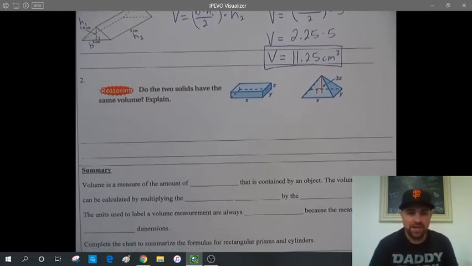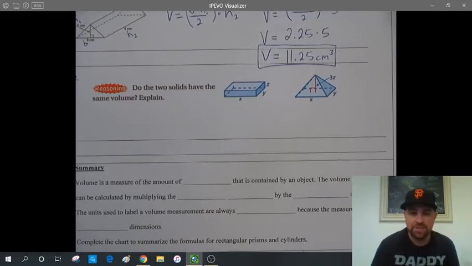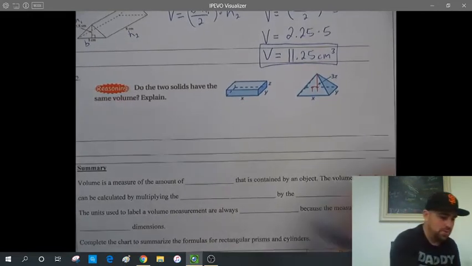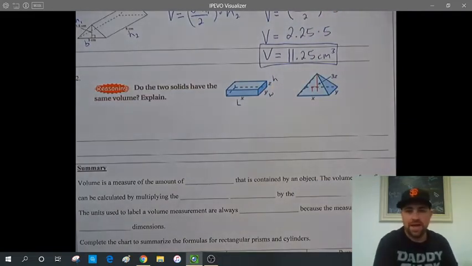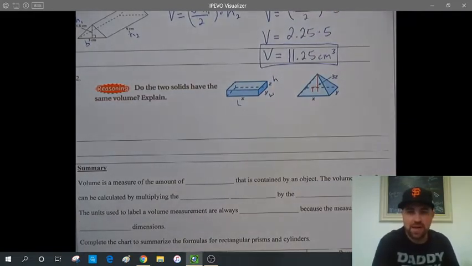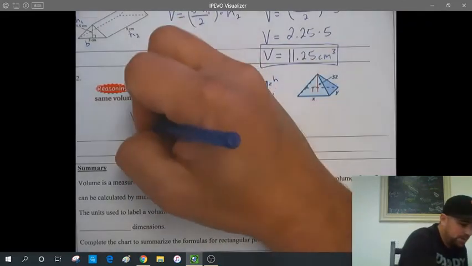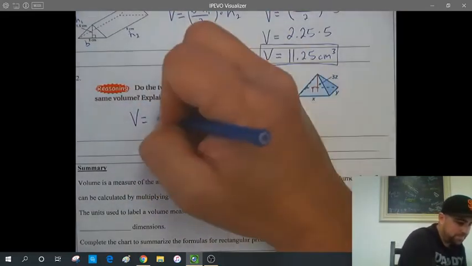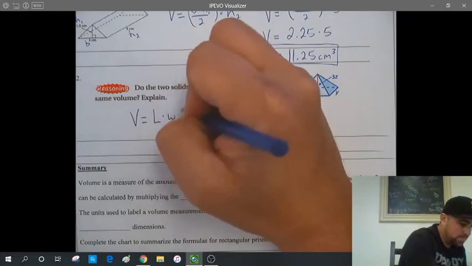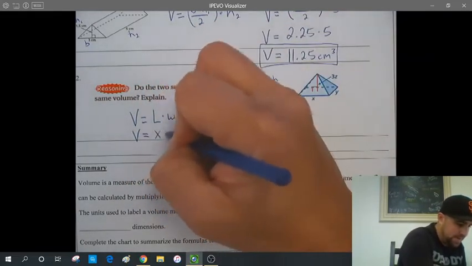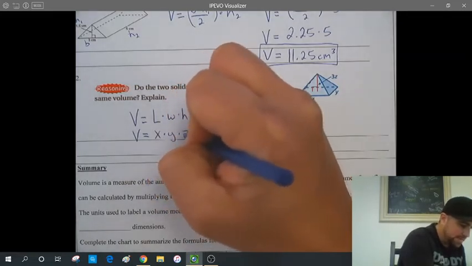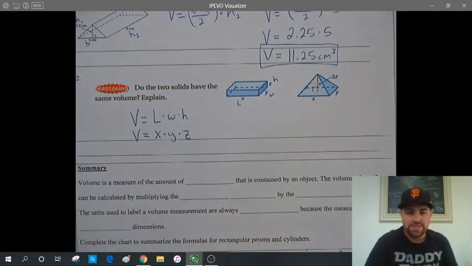Okay, number 2, reasoning. Do the solids have the same volume? And explain. Our solids here don't have numbers labeled on them, but they have variables instead. If I label things here, I have x, y, and z as my length, my width, and my height. So the volume of that would be just x times y times z, if I substitute those in.